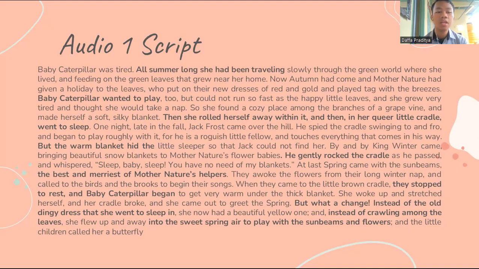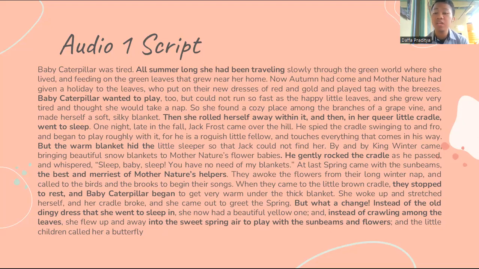One night, late in the fall, Jack Frost came over the hill. He spied the cradle swinging to and fro and began to play with it, for he is a roguish little fellow and touches everything that comes in his way. But the warm blanket hid the little sleeper, so that Jack could not find her. By and by King Winter came, bringing beautiful snow blankets to Mother Nature's flower babies. He gently rocked the cradle as he passed, and whispered, "Sleep, baby, sleep. You have no need of my blanket."